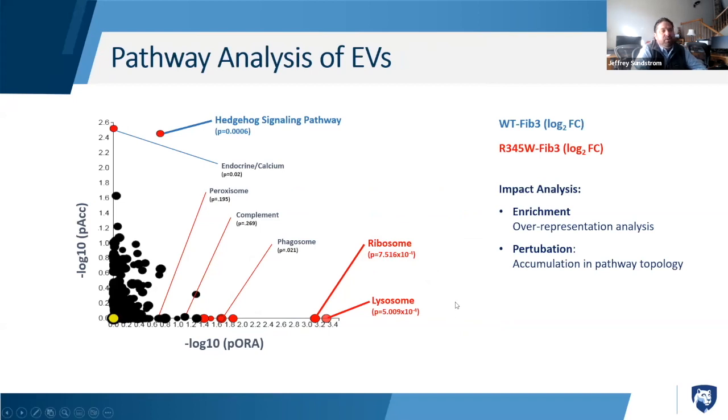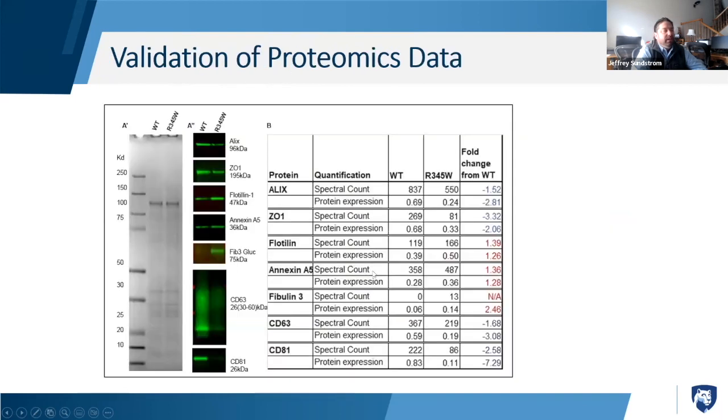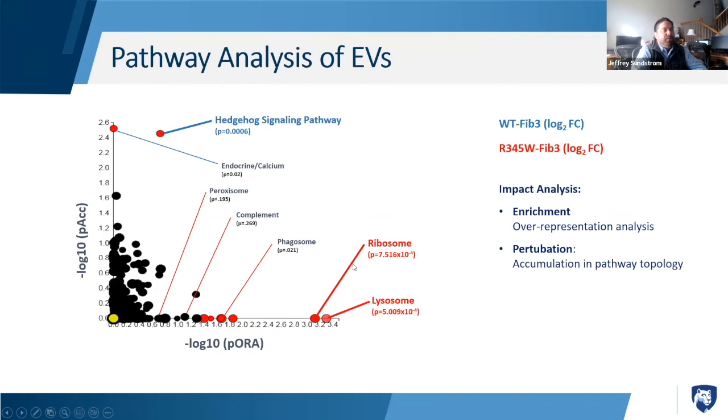We did a typical pathway analysis using Advaita, and we found that Hedgehog signaling was enriched in EVs from cells expressing wild type fibulin 3. So everything in blue is enriched in wild type. Anything in red is enriched in mutant fibulin 3. I know that a lot of folks find ribosomes in their EV preps, and we do as well. And we also found some lysosomal proteins, which I'm not quite sure what to make of as of yet.